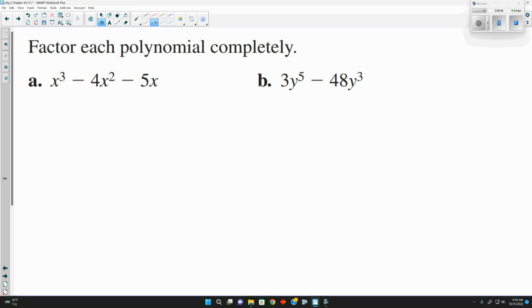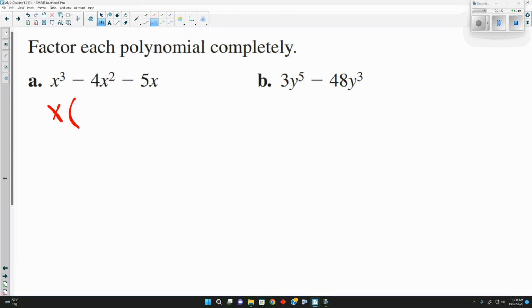So if we look at the first one here, we have x cubed minus 4x squared minus 5x. Again, when we factor any of these, especially the first ones we'll look at, is there a greatest common factor between these three terms? Well, there's not a number, but they do all have an x in common, yes? So we can factor out a variable. I can pull an x out of all three terms.